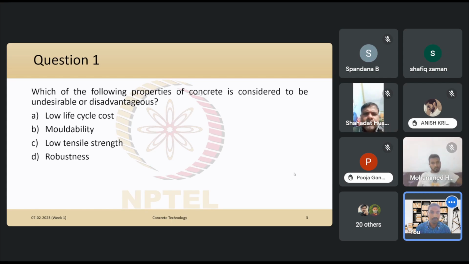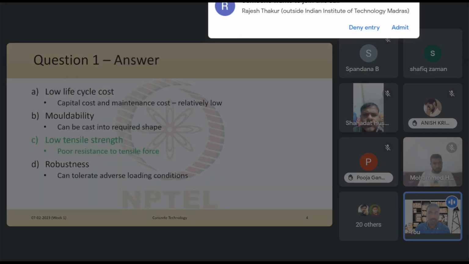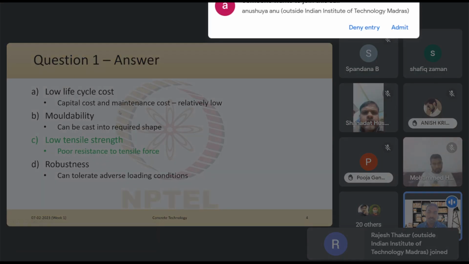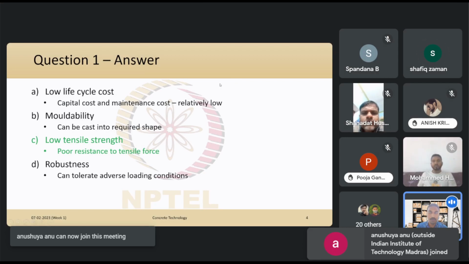Okay, so we have a majority of you answering it is option C, right? So we have one answer for B. Let's look at the correct answer now. So it is C, right? So C is the right answer for this question. So the question was, which of the following is the undesirable or the disadvantage of using ordinary concrete, right?